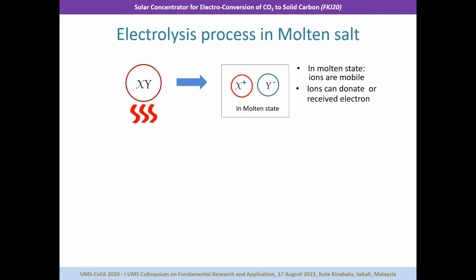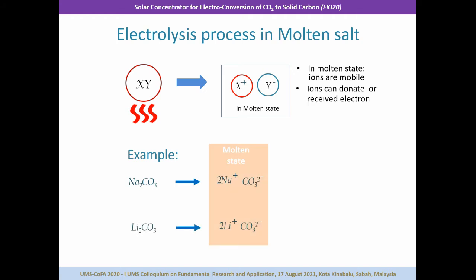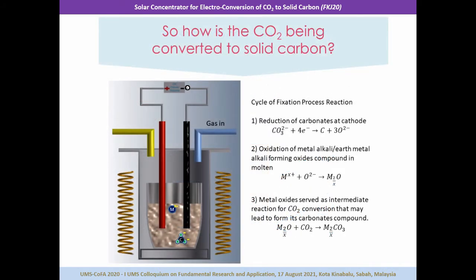As you can see from this figure, when the compound is heated and melted, the molecules become ions. So in molten state, ions are mobile, and ions can donate or receive electrons. Examples of carbonate salts that can be used are sodium carbonate and lithium carbonate. In molten state, the sodium carbonate and lithium carbonate become ions, and when voltage is applied, the ions can donate or receive electrons. Here I will explain how the carbon dioxide is converted to solid carbons.